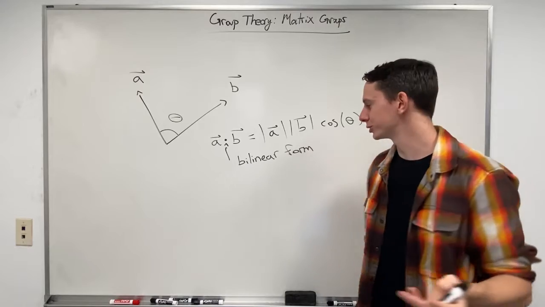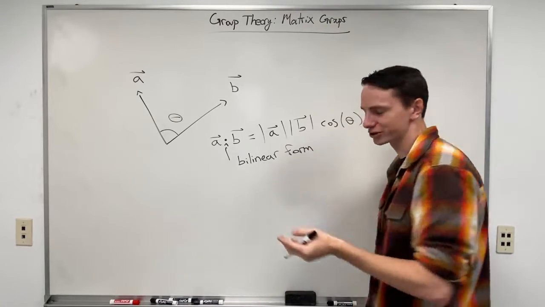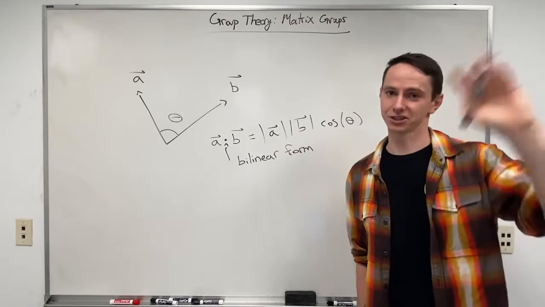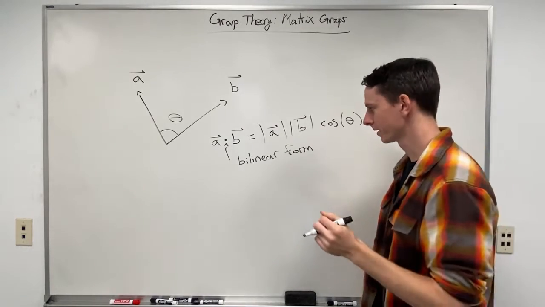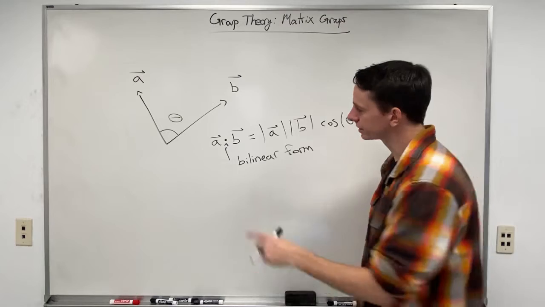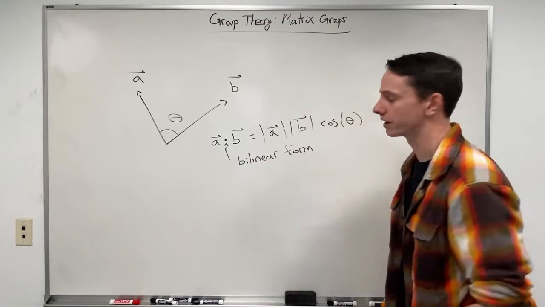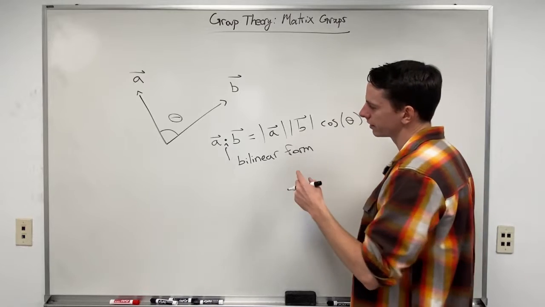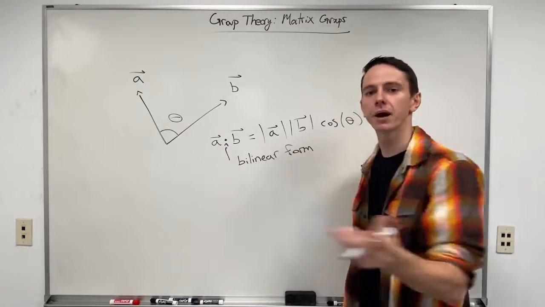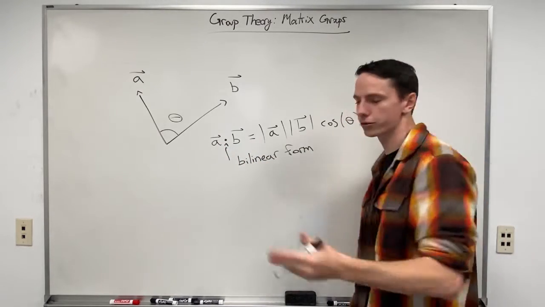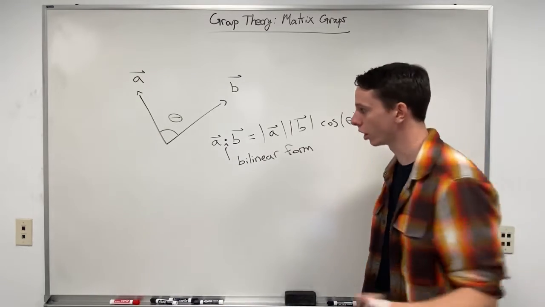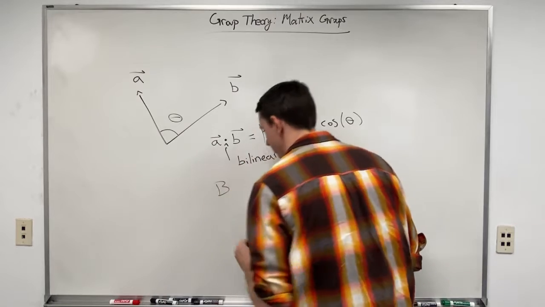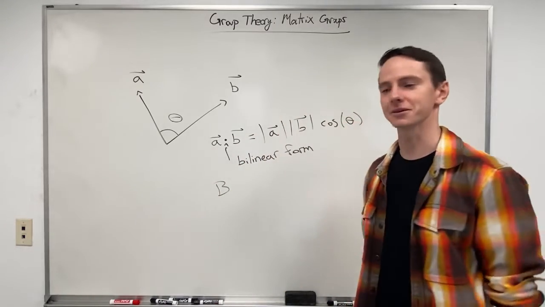Oftentimes in linear algebra, we're interested in symmetric positive definite bilinear forms, and those are called inner products, in case any of those terms sound familiar. But the main idea is that the dot product is just one instance of a bilinear form. And it turns out that because it's just one example of a bilinear form, you could come up with other types of bilinear forms other than the dot product. Maybe let me just call a general bilinear form B, uppercase B for bilinear.